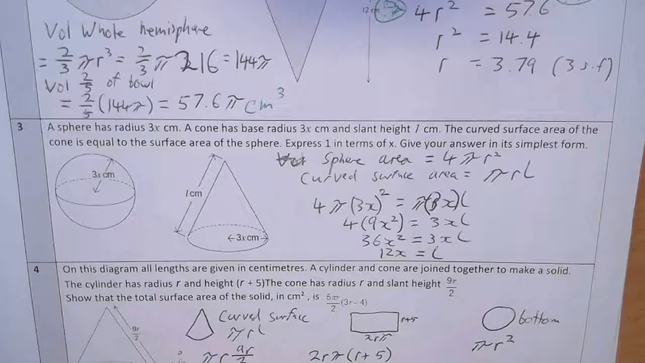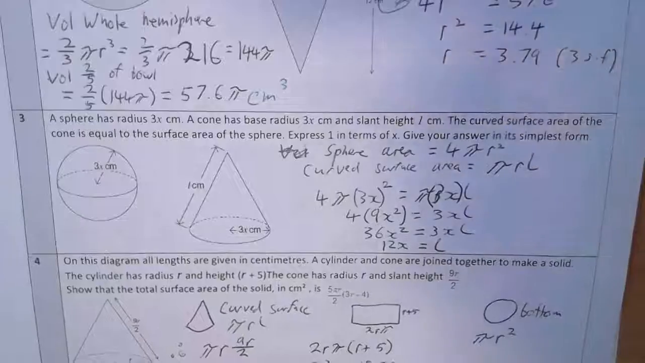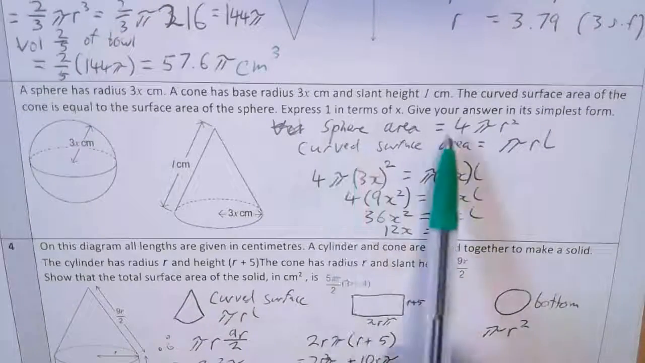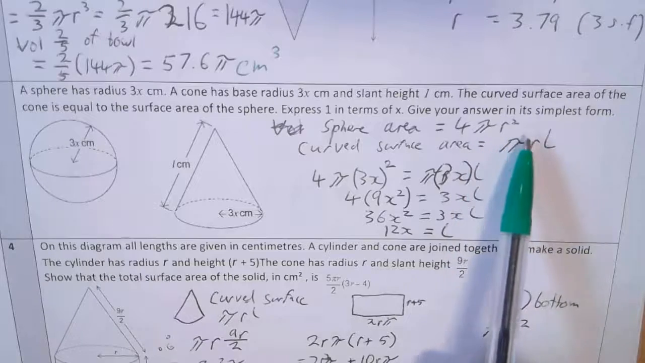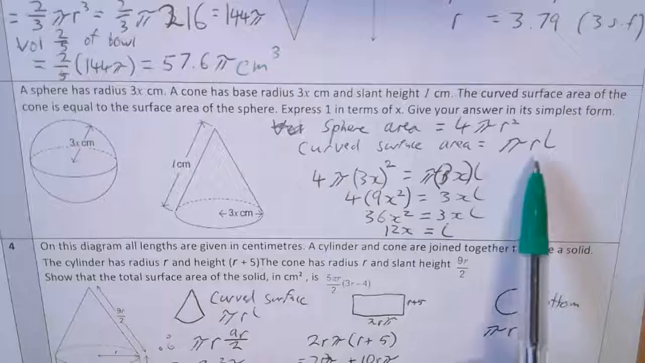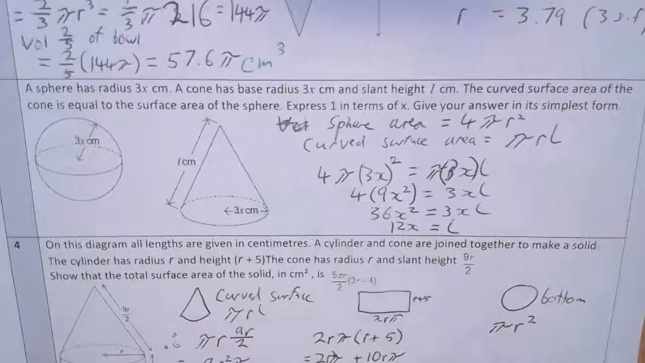A sphere has radius 3x, a cone has a base radius 3x and a slant L. The curved surface area of the cone is equal to the surface area of the sphere. I think this should read, express L in terms of x. Give the answer in its simplest form. So you'll be given your sphere area, which is 4 pi r squared, and your curved surface area, which is pi r L. That's just the curved amount here.